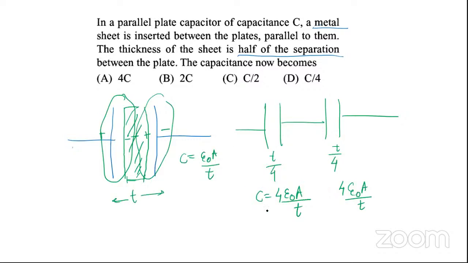Now we'll apply the formula for the series combination. So C equivalent will become 2 epsilon naught A by T. Alright, and this is C, and this over here is equal to C, so this will become 2C. So B is the answer.